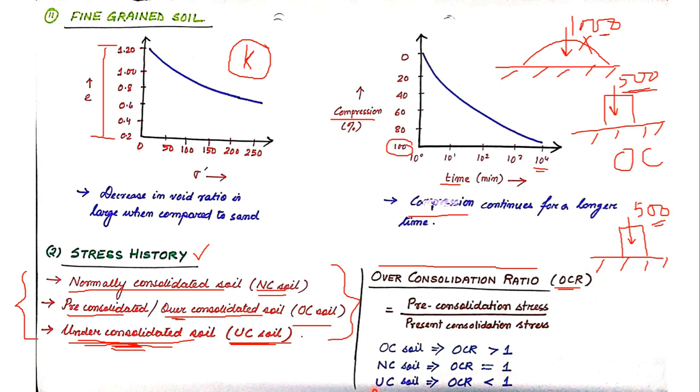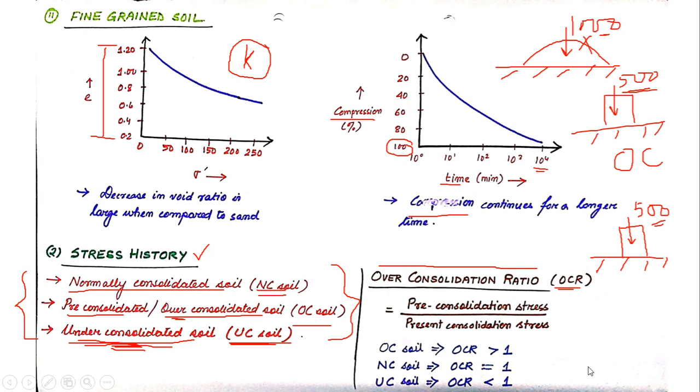Alright. And in under consolidated soil, the present consolidation stress will be larger than the pre-consolidation stress. So OCR will come out to be less than 1. Okay. So this is how stress history plays an important role in compressibility.